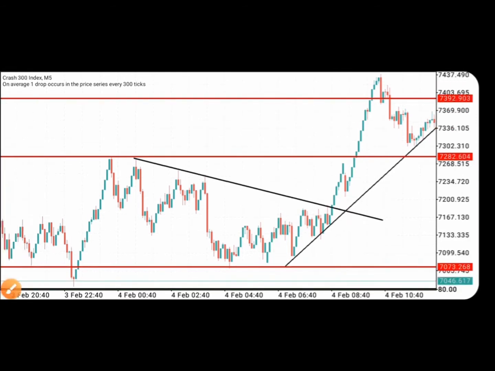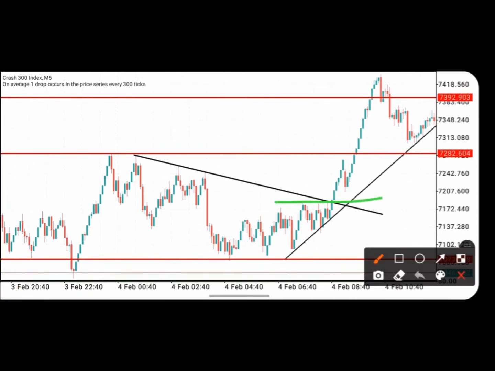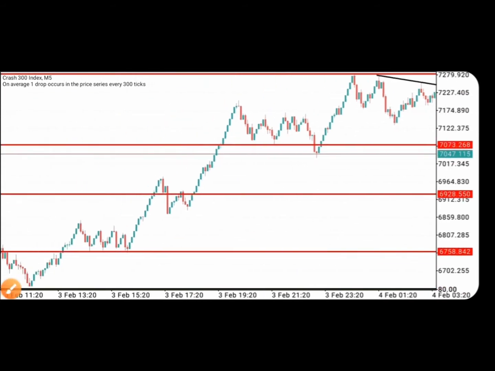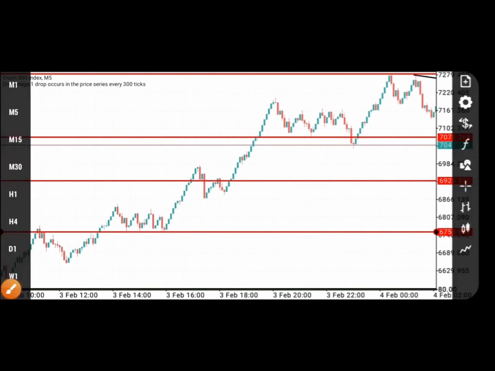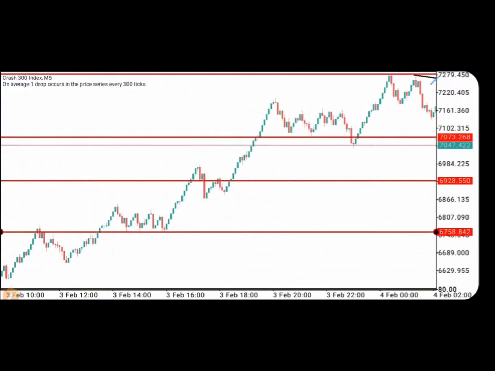So check what happened after the formation of the triangle. The market started going up. Let us look for another. You see what happened here?